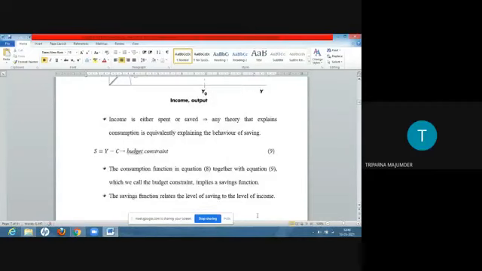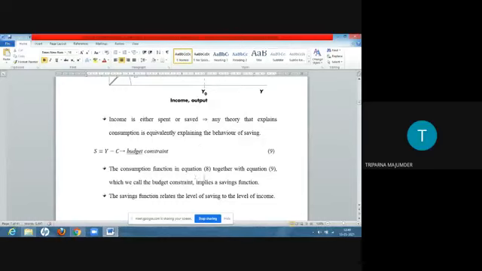So here we try to collect some facts which we have discussed earlier. Income is either spent or saved, which implies any theory that explains consumption is equivalently explaining the behavior of savings. Because you know Y, you know C. Automatically, if S is identically equal to Y minus C, which is known as the budget constraint, then we know the shape and position of S once we know the shape and position of C.